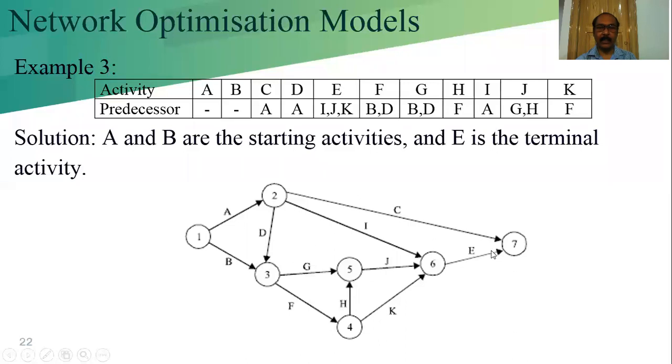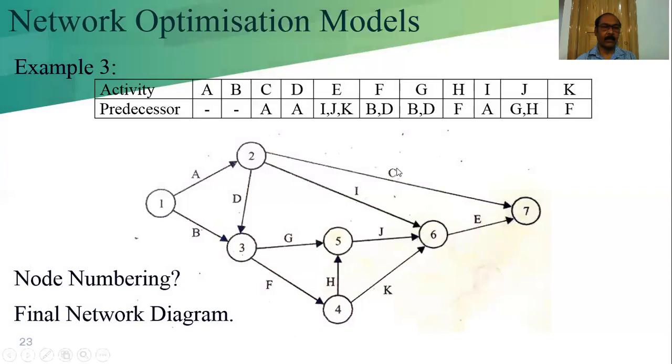C is reached there and E is reached there. So this is our final network diagram, or the pictorial diagram. This diagram is known as the network diagram of the given problem.